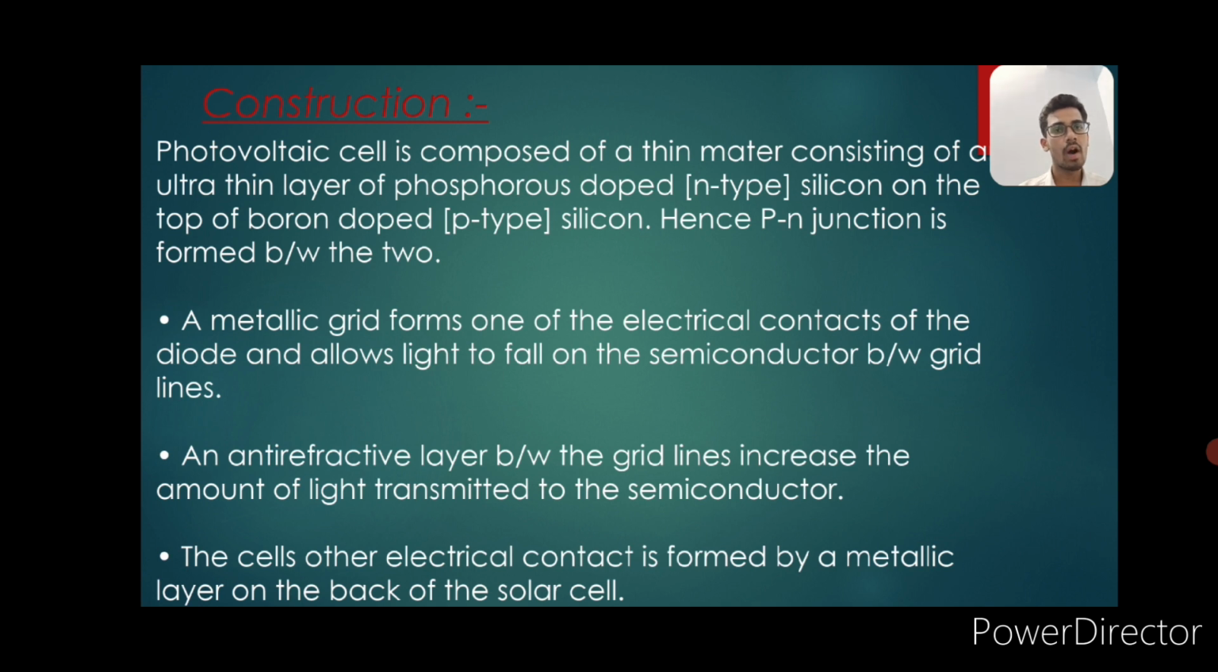A metallic grid forms one of the electrical contacts of the diode and allows light to fall on the semiconductor between the grid lines. An anti-reflective layer between the grid lines increases the amount of light transmitted to the semiconductor. Next point, the cell's other electrical contact is formed by a metallic layer on the back of the solar cell.